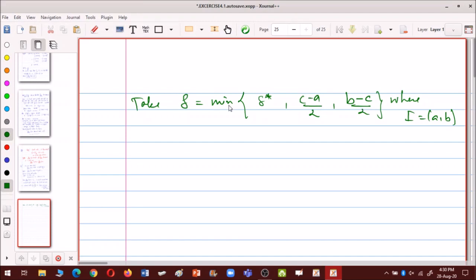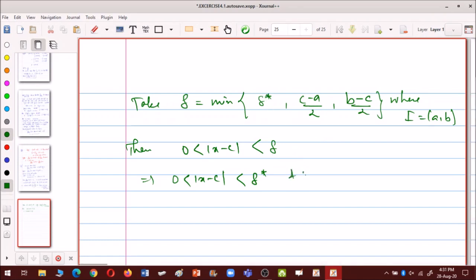So I am taking delta equal to the minimum of delta star, (c minus a)/2, (b minus c)/2. Then 0 < |x minus c| < delta implies... what does this imply? That 0 < |x minus c| < delta, and because delta is less than or equal to delta star and x belongs to I, because what we have done, this is a, this is b, so this is I, this is somewhere c. So I am taking distance half this distance. Delta is smaller than this and delta is smaller than this.